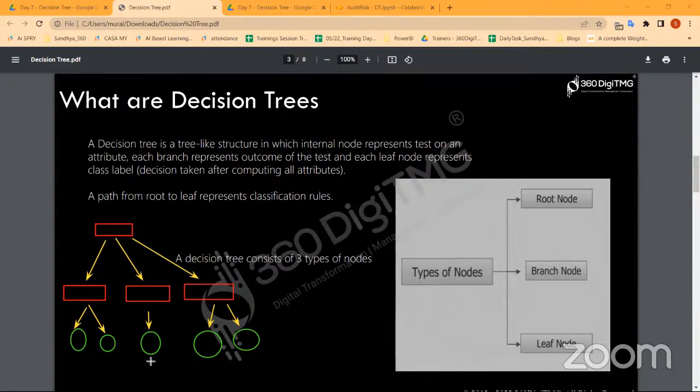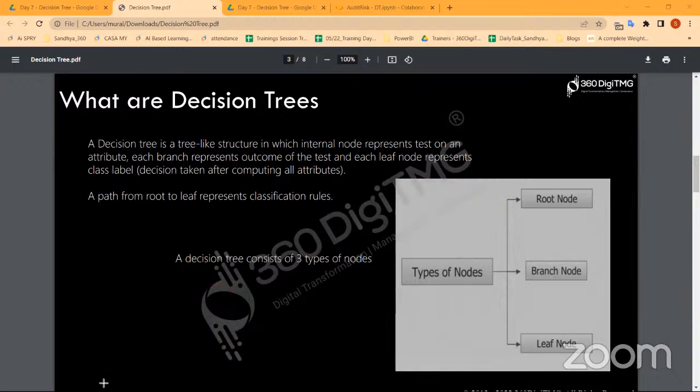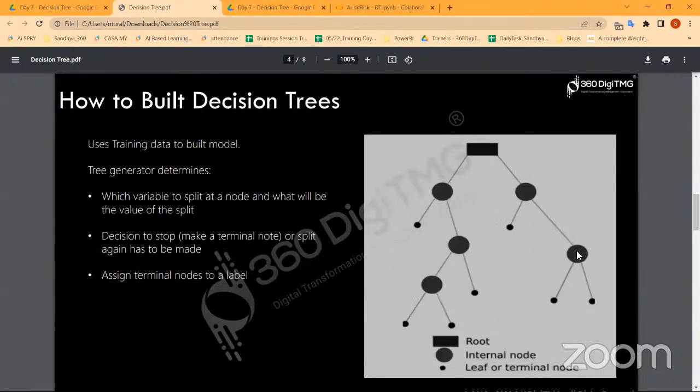Let's understand a few more details about the decision tree. How to build the decision tree? First, use the training data to build the model. The tree generator determines which variable to split at a node and what the value of the split will be.